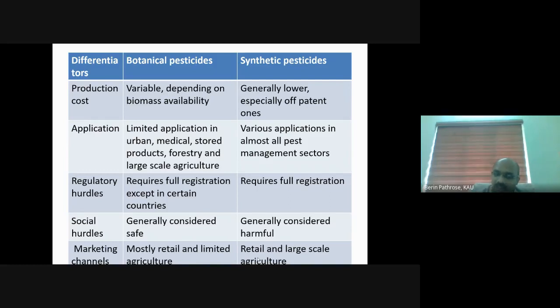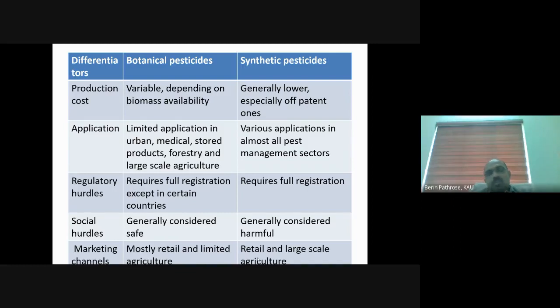safe molecule. And coming to the marketing channel, it is mainly used in retail channels, the pesticide shops and all, and mainly with respect to small land holdings, household vegetable cultivation, homestead vegetable gardens, kitchen gardens, etc. It is widely used. Synthetic pesticides are used all over the agriculture sector.